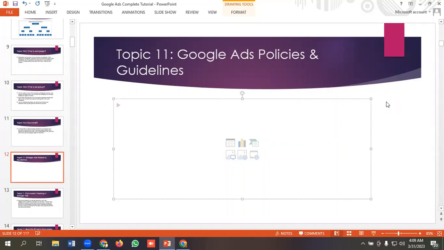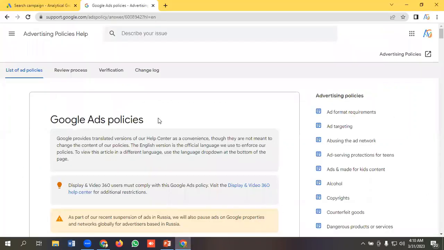So in today's lecture, we'll be discussing Google Ads policies and guidelines. Before running any ads, you need to learn Google Ads policies and guidelines so that your ads never get disapproved and your accounts remain safe. Okay, so let's jump to the screen.